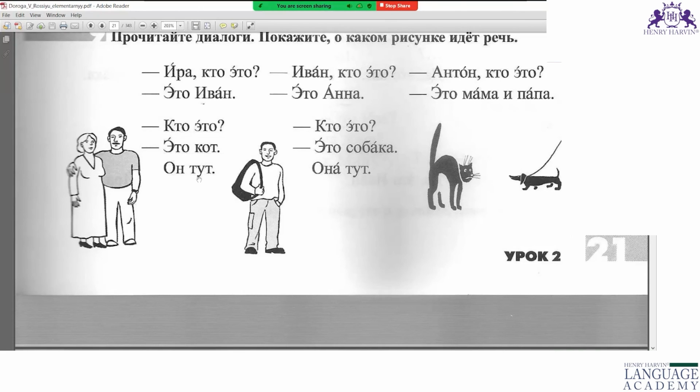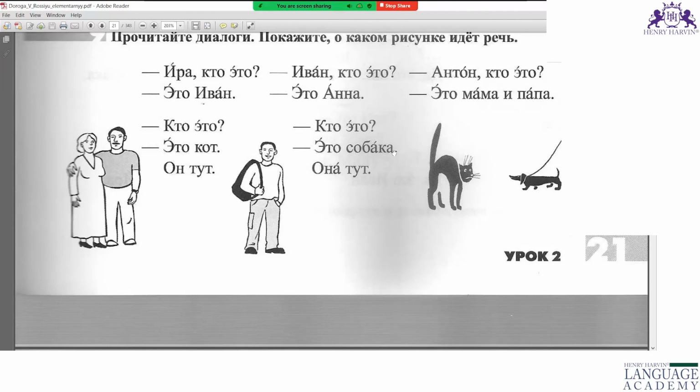Кто это? Это кот. Он тут. So in this dialogue, we just see how in the first sentence we say кот, and in the second we just replace кот with the pronoun. In English, we would say it's here. Oh, this is a cat. It's here. But in Russian, we say he is here. Even if we do not know if the cat is male or female, okay?